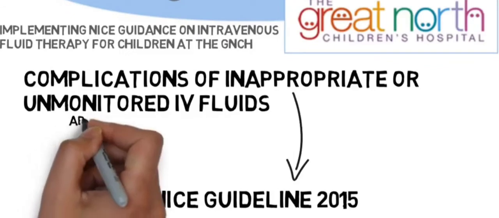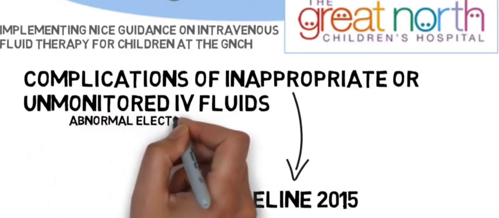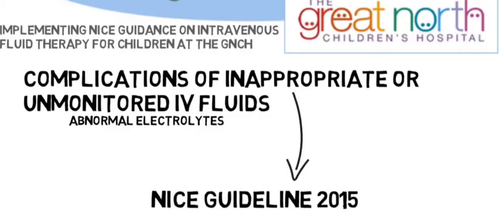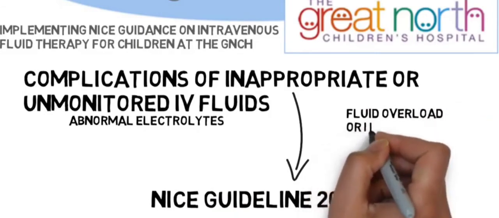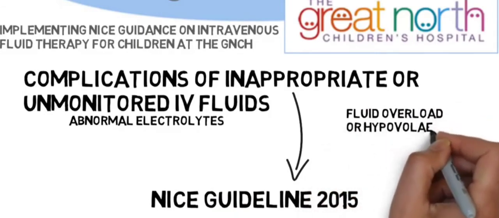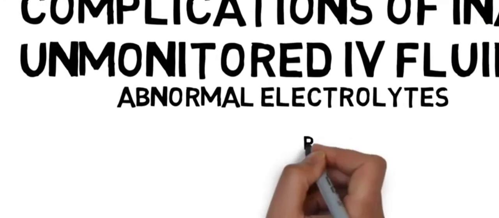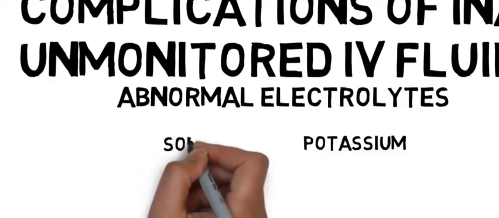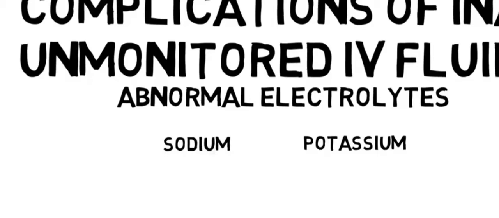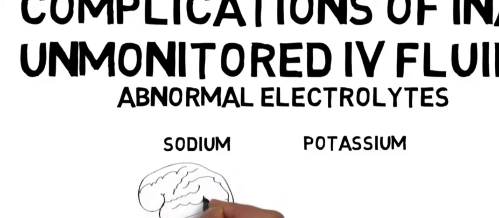When poorly in hospital, children's electrolyte balance and fluid balance can be affected. And problems with abnormal electrolytes or problems with fluid overload and hypovolemia can be made worse by inappropriate or unmonitored IV fluids. Electrolytes of particular importance are potassium and sodium. There have been recent patient safety alerts because rapid changes in sodium have resulted in neurological injury and death in children, and inappropriate intravenous fluid therapy has contributed to these adverse events.